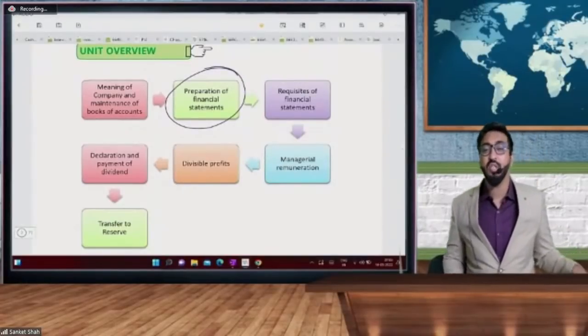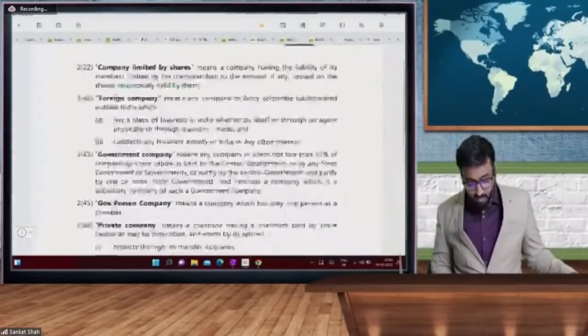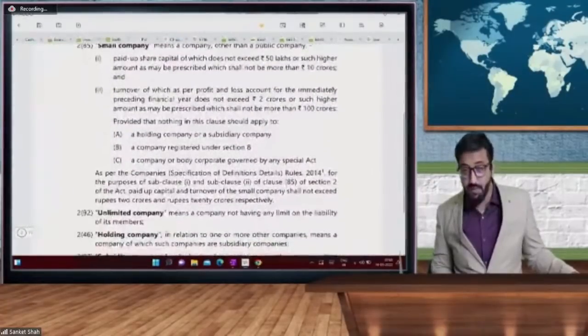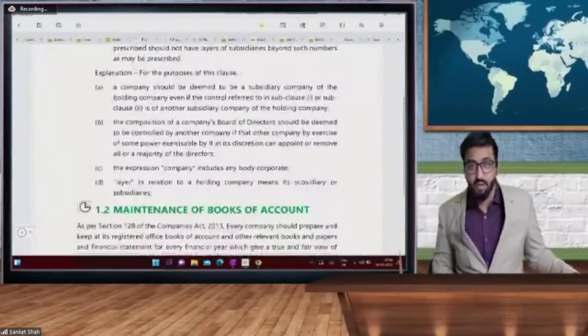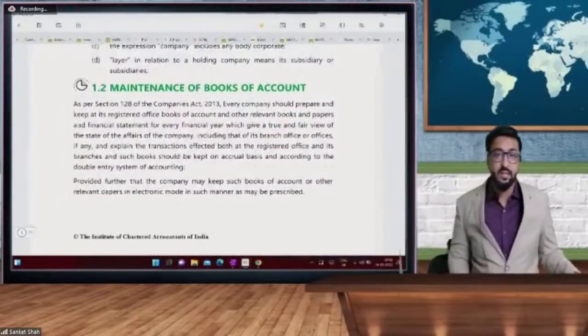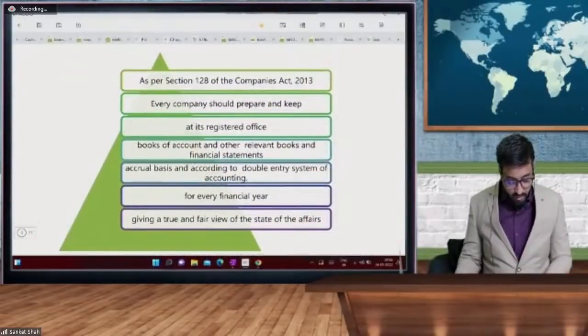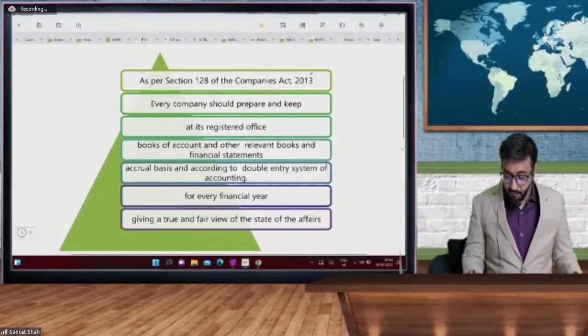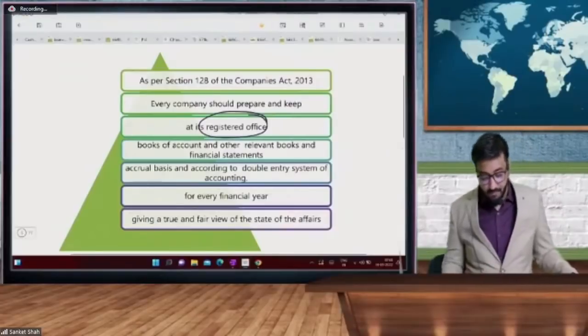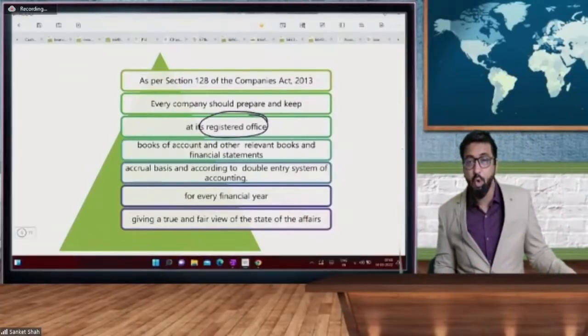So better financial statements means what? First thing in your mind. So every company, now company I'm not going to define because it's already covered in company law. So I'm not going to take that. But maintenance of books of accounts, as per section 128, Companies Act 2013. Every company at their registered office, they must keep books of accounts.